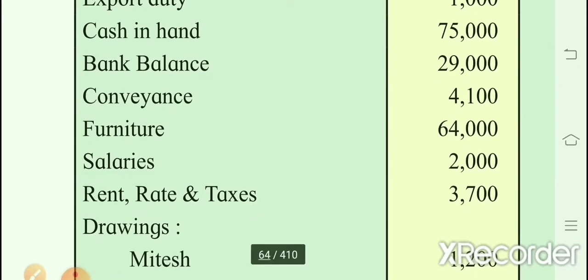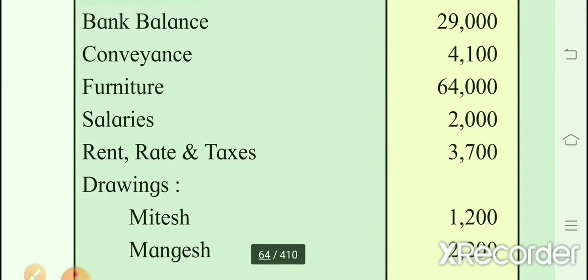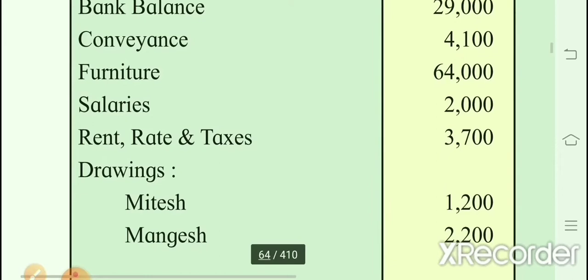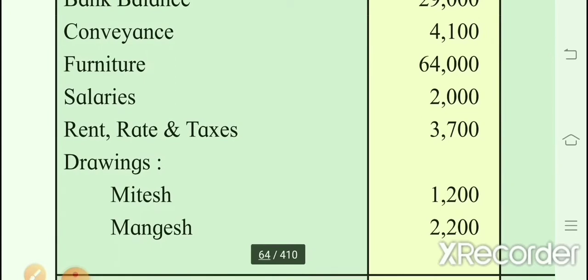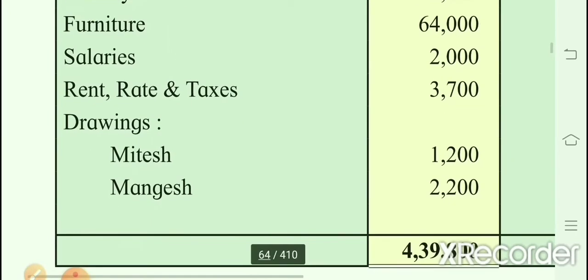Furniture on asset side. Write the amount on inner column as there is the adjustment. Salaries on debit side of profit and loss account. Rent, rate and taxes. The item will be written on debit side of profit and loss account. Drawings. Mitesh and Mangesh. See, the drawings of partners are given to us in the form of cash.